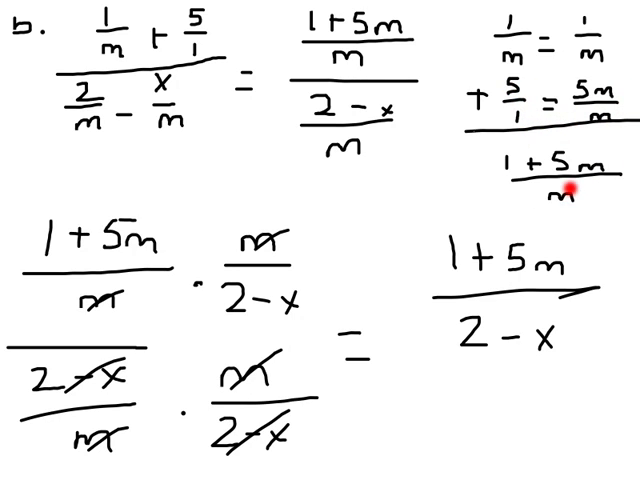Alright, now this is nothing new, we've been doing this. So I rewrite my expression as 1 plus 5m over m divided by 2 minus x over m. When I do that, what I need to do is invert this bottom fraction and then multiply on bottom and top, cross multiply out, here, here, and here, here, and what I have left is 1 plus 5m on the top and 2 minus x on the bottom.